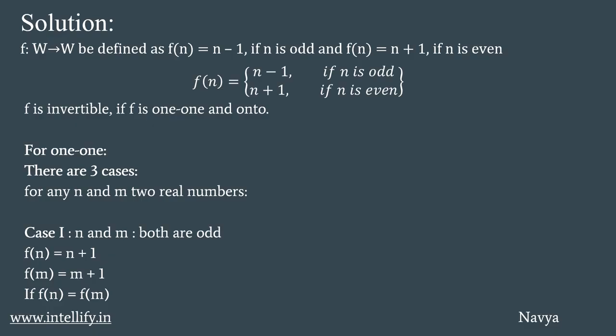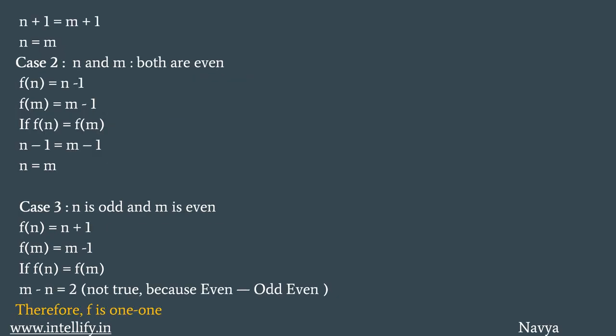So case 1 will be n and m both are odd. So f(n) = n + 1 and f(m) = m + 1. So if f(n) = f(m), so n + 1 = m + 1, which implies n = m. Now case 2 is n and m both are even. So f(n) = n - 1 and f(m) = m - 1. So if f(n) = f(m), n - 1 = m - 1, which implies n = m.